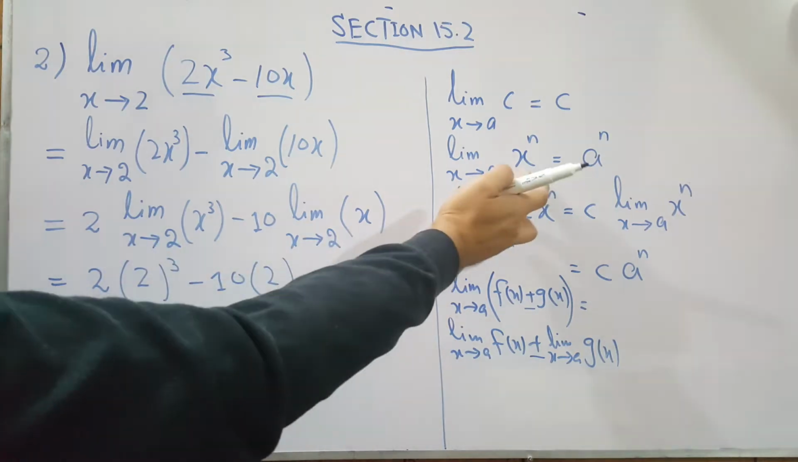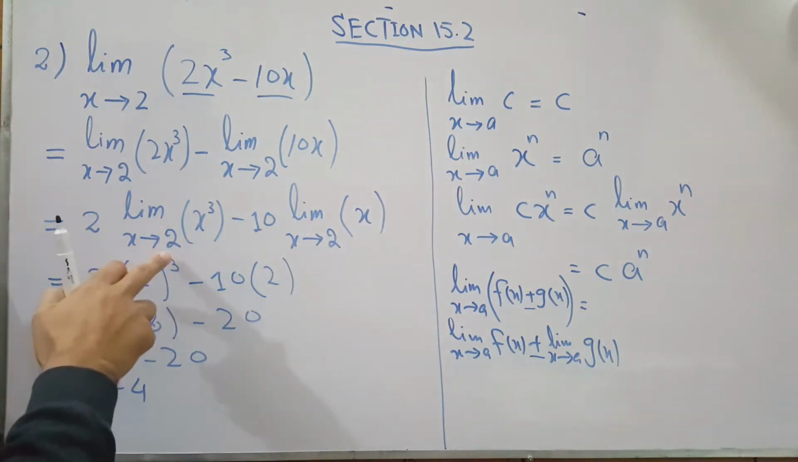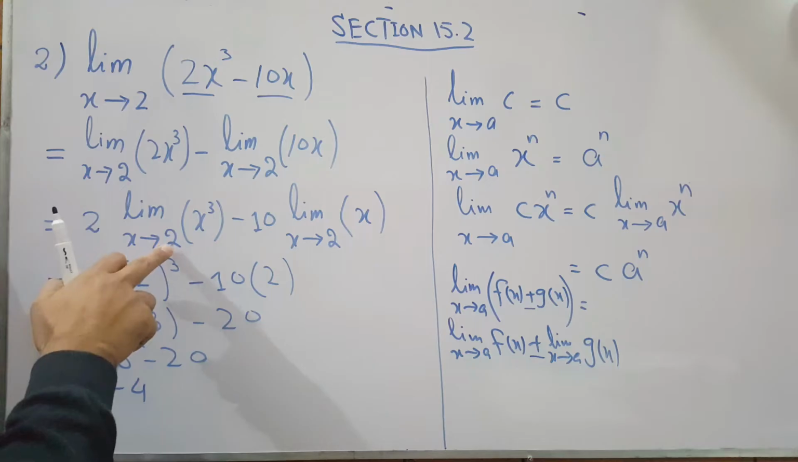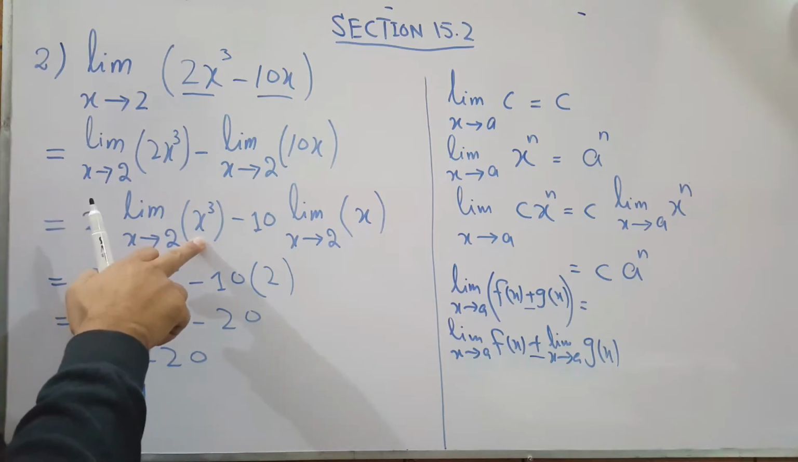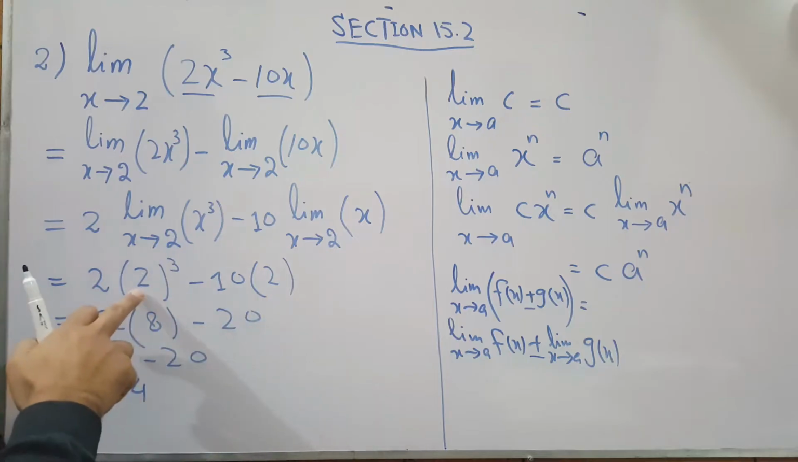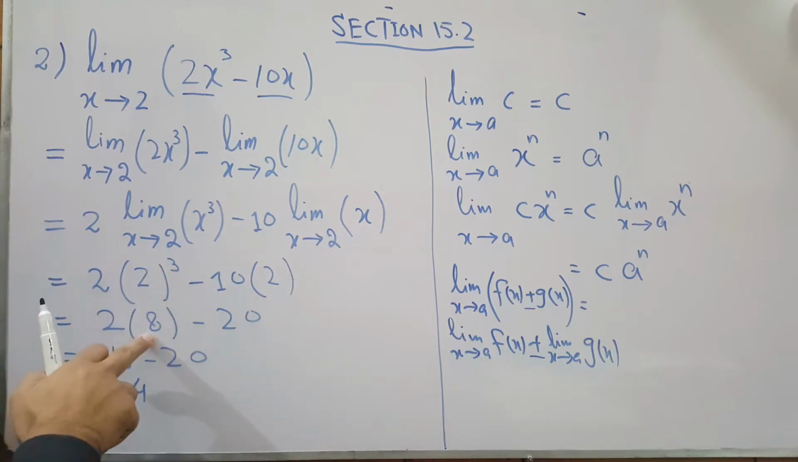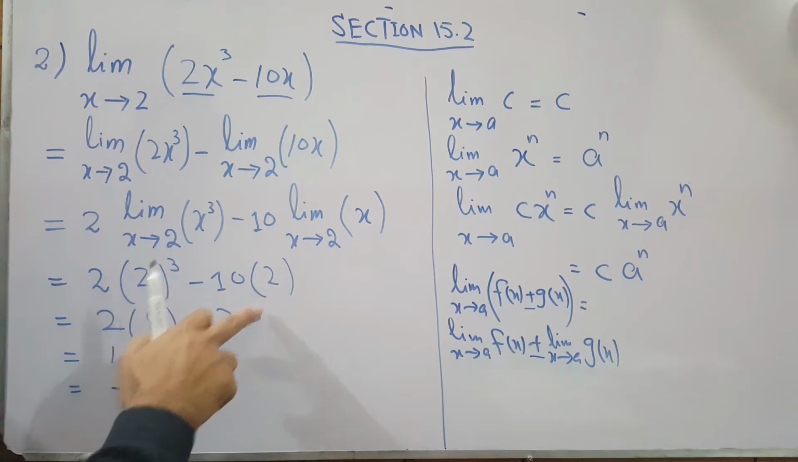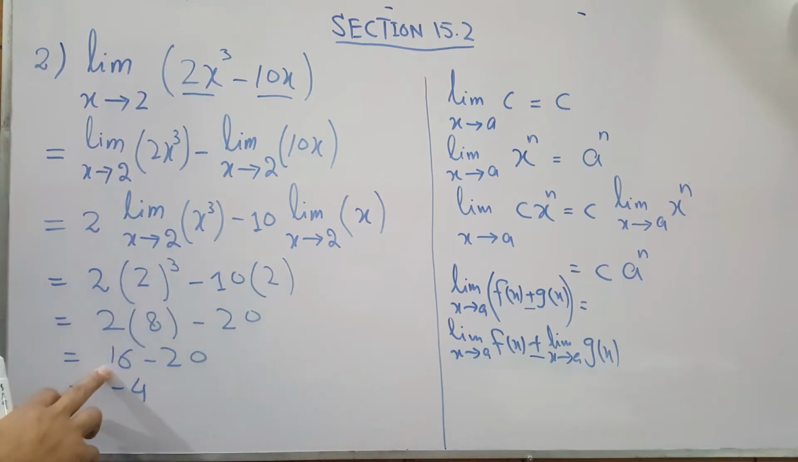And again, by the limiting rule, just put the value 2 in for x, and in here for the x, taking the cube of x. 2 cubed is 8, and 10 times 2 is 20, so that gives you 16 minus 20, which gives you minus 4.